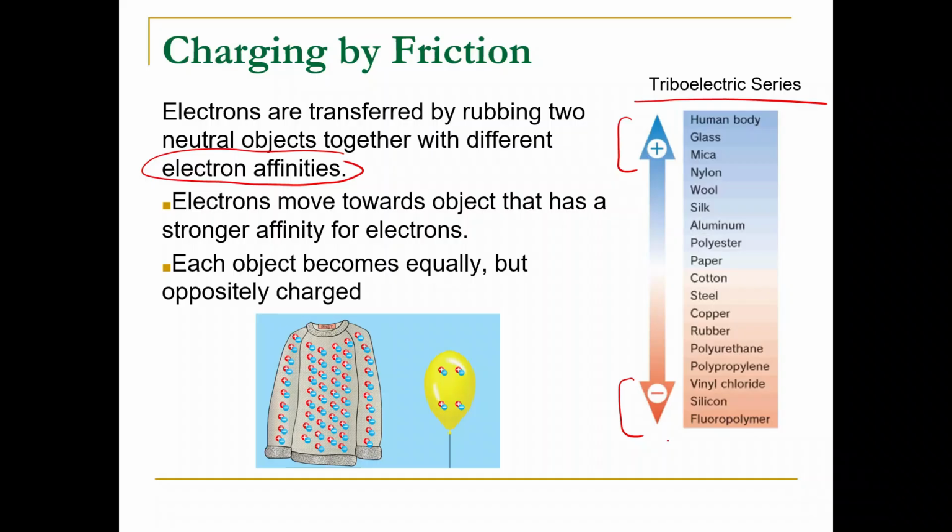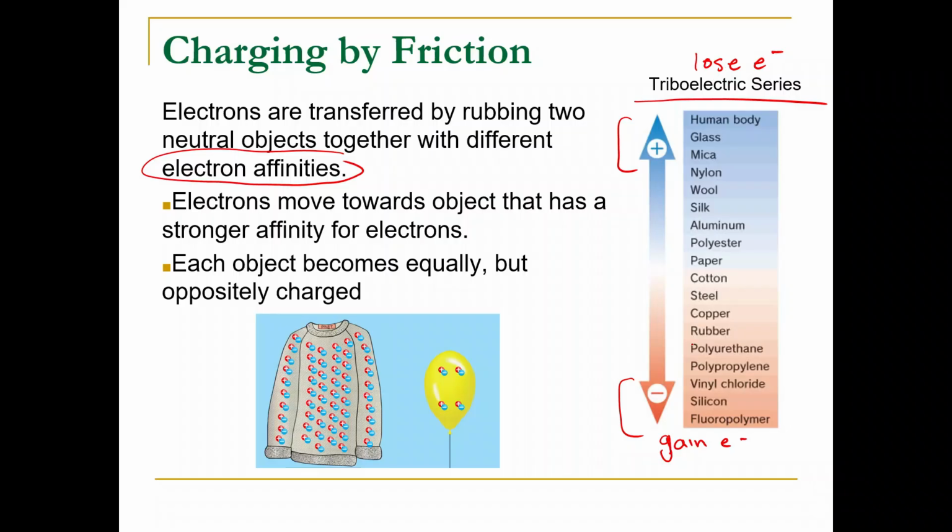So these are going to be your objects here that tend to gain electrons, where these ones up here tend to lose the electrons to become positive. So how do you know which object becomes negative or positive? Well, you look on the list. Basically, the lower down on the list it is, the more likely it's going to become negatively charged.